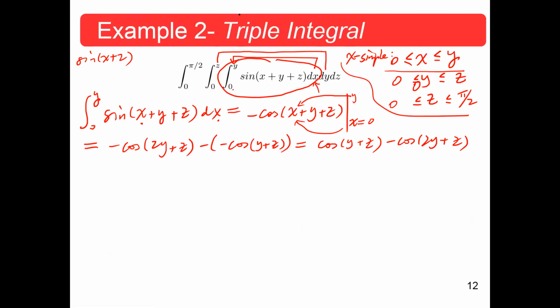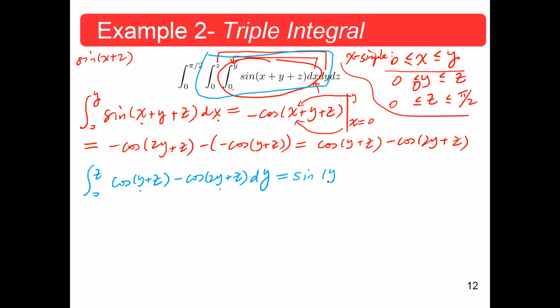And then let's go to the middle layer. In the middle layer I have 0 to z, my red box, which is cosine of y plus z minus cosine of 2y plus z, dy, right? The y is our variable. This time it's a cosine function, so the antiderivative will just be sine of y plus z.